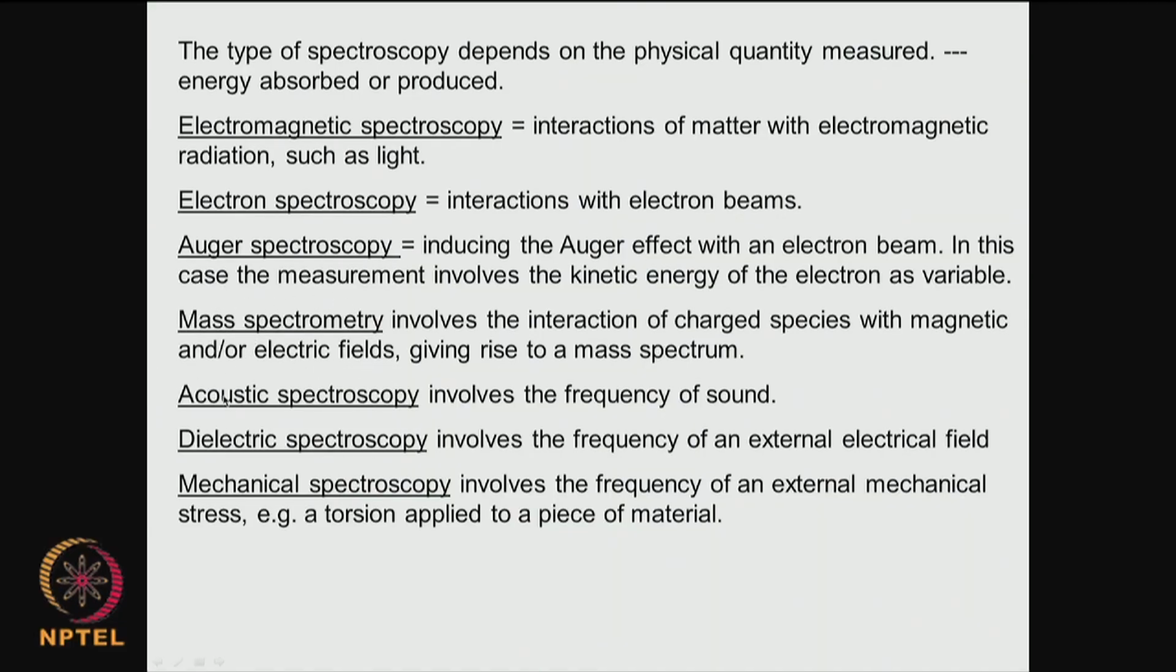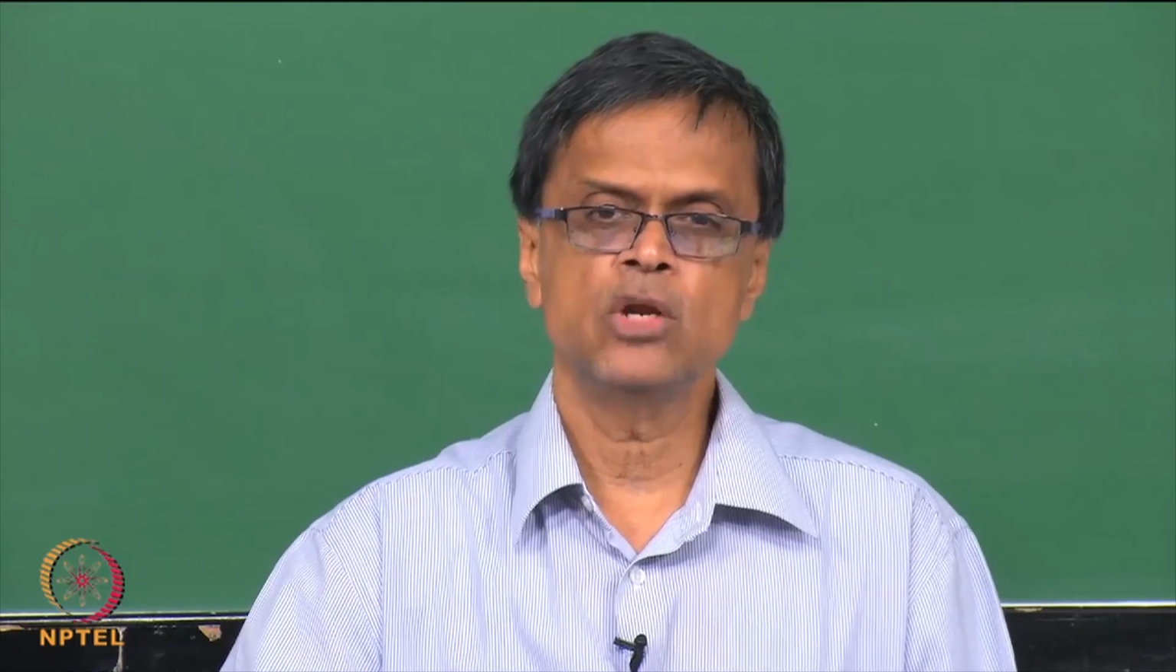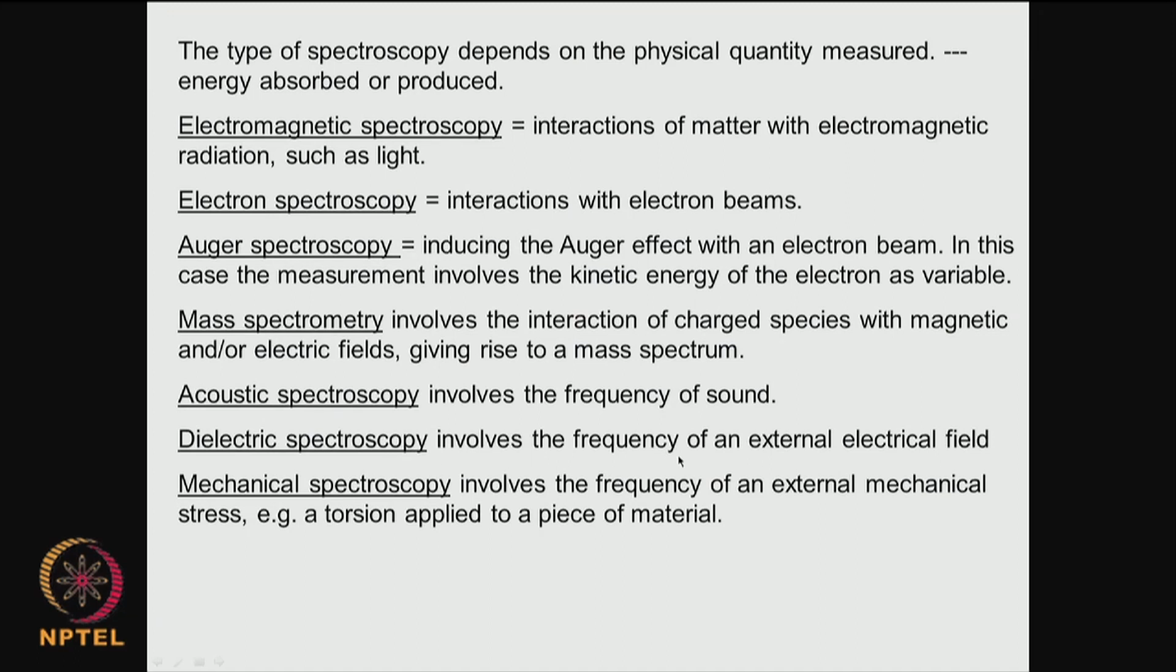Acoustic spectroscopy, mostly for solid material, involves the frequency of sound. We can look at cracks; especially in aeronautics engineering, they use quite a lot of this. Dielectric spectroscopy involves frequency of an external electric field. Mechanical spectroscopy involves frequency of an external mechanical stress. So, later on I am going to talk more on mass spectrometry. Electron spectroscopy is more like scanning electron microscopy and so on. So, some of them we will not bother with, some of them we will talk about a little bit in more detail, because they are all involved in the area of biomaterials.